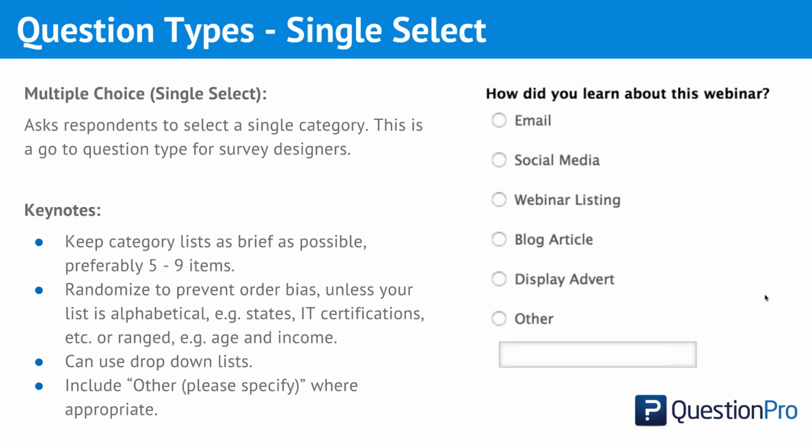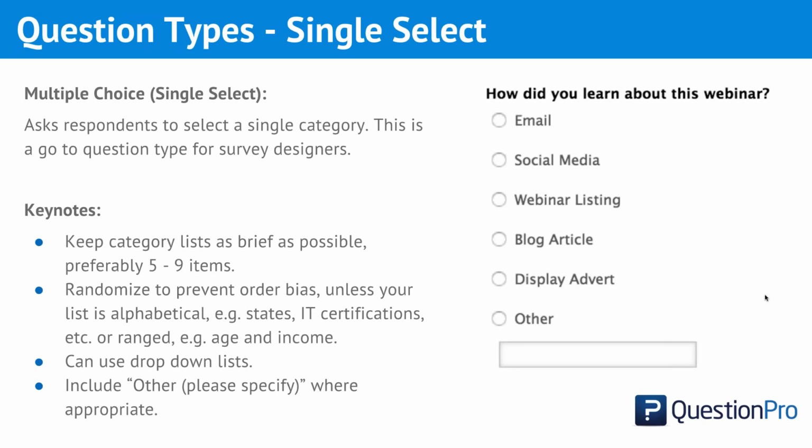Okay, let's take a look at some questions here. We do have several types of questions that we can employ in our survey. The go-to question, or the workhorse, if you will, is a single select. Here you're asking your respondent to select a single category, such as how did you learn about this webinar? And they select one of those choices. Now, you're going to hear me talk about category lists a lot, and the thing about category lists you want to know is you want to keep them as brief as possible, preferably 5 to 9 items, although that can vary at times.